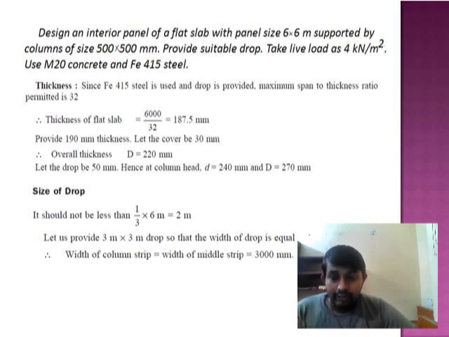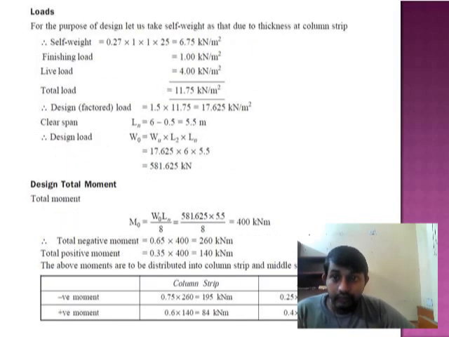Now we are going to calculate the size of the drop. Code books say it should not be less than 1 by 3 of the size of the panel. So 1 by 3 into 6 meter equals 2 meter. Let us provide a 3 meter into 3 meter drop. Width of column strip is equal to width of middle strip, 3000 mm. Now we are going to calculate the load. First we consider self load. Self load is 0.27 into 1 into 1 into 25, which is 6.75 kilonewton per meter square.